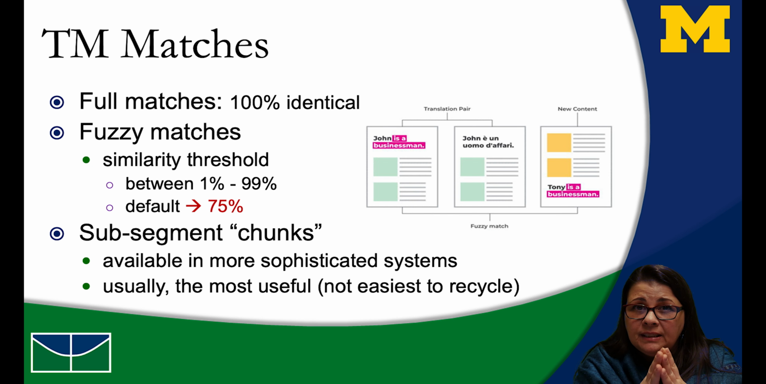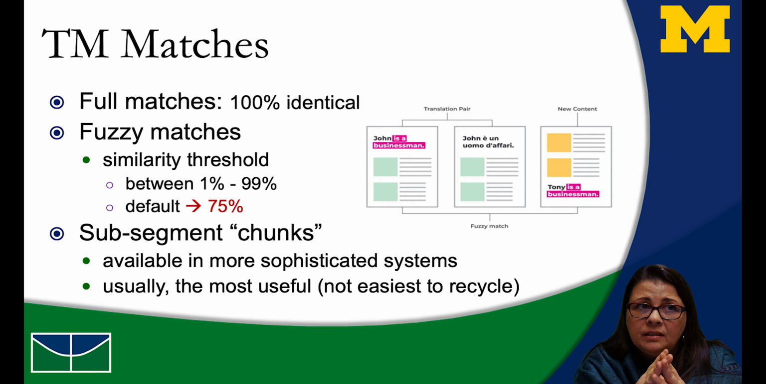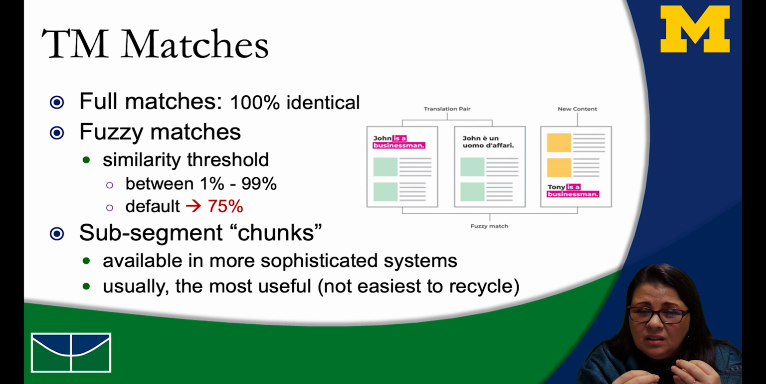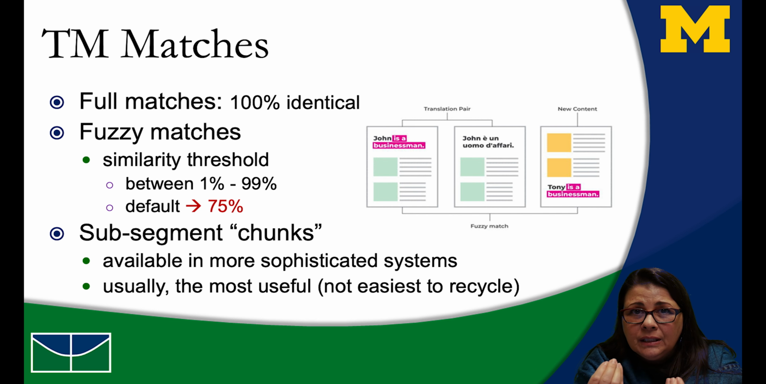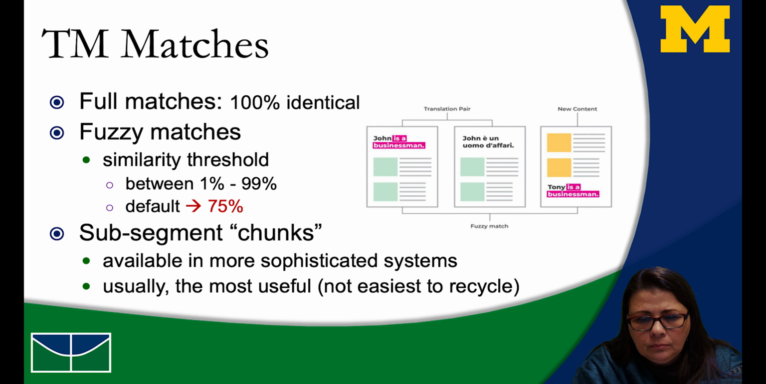There are also the fuzzy matches, and you can see an example here in this image. You have a sentence that's almost identical, but there's one or two elements or a part of this sentence that is different. In this case here, the name of the person changed, but that doesn't change the rest of the content, so you can recycle that information.